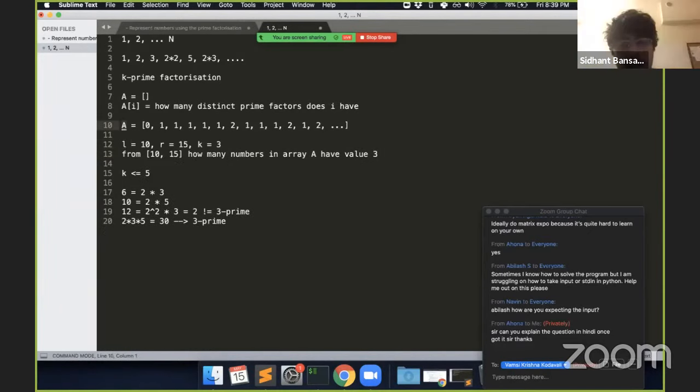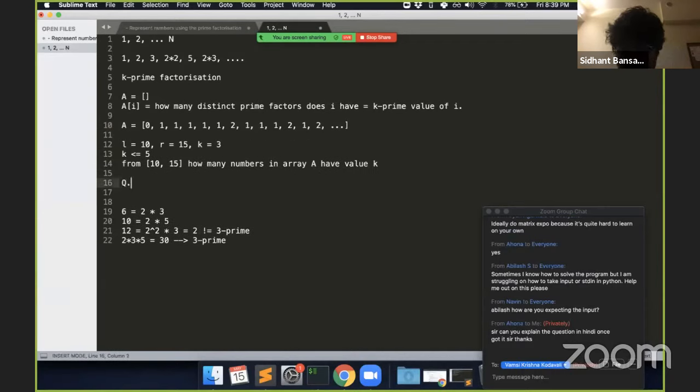Because our array A is defined as the K prime values. Basically, A[i] is equal to the k prime value of i. That's how our A[i] is defined. So assuming we have created this A array magically for now, don't think about how we will create this A array. Once we have this A array, the question is pretty simple. It's just asking from L to R, how many numbers in array A have the value k. But we know k is less than or equal to 5.